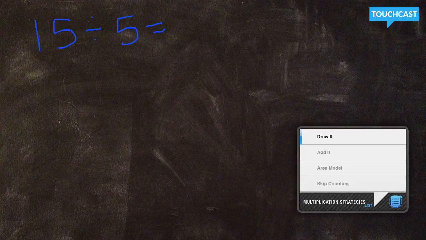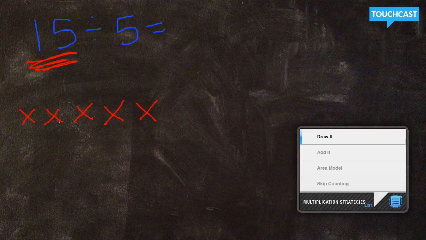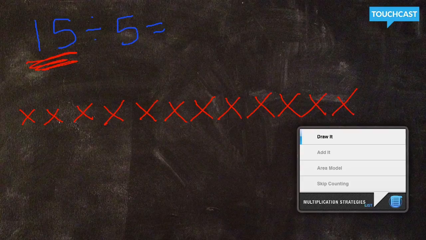All right, welcome back. Great job working hard and trying your best on this problem. Let's take a look right here. So we have 15 total, let's say, X's. So there's 15 X's. So I'm going to draw out 15 X's. 1, 2, 3, 4, 5, 6, 7, 8, 9, 10, 11, 12, 13, 14, 15.